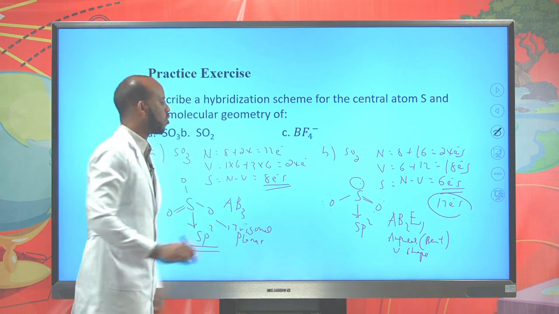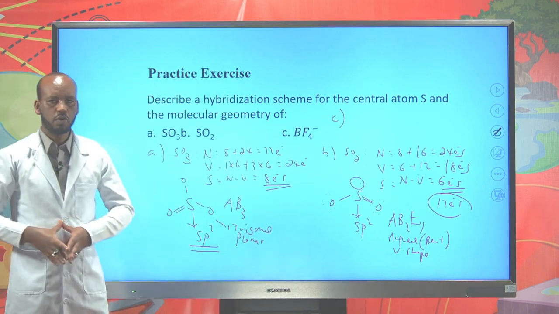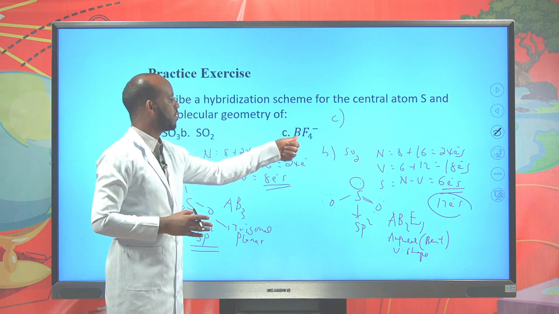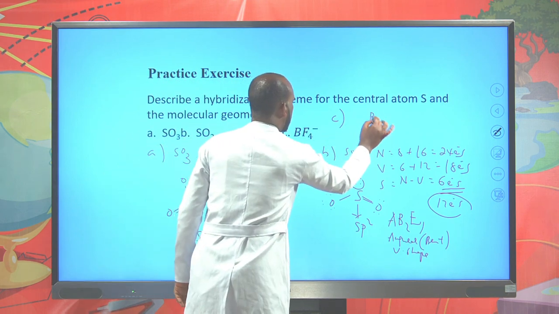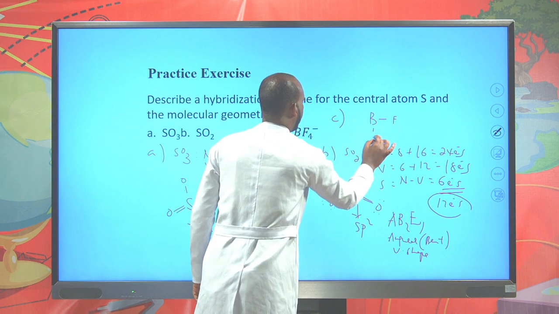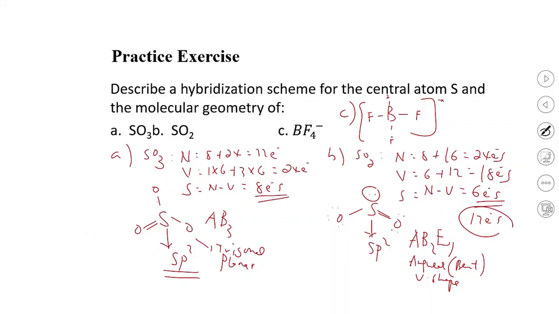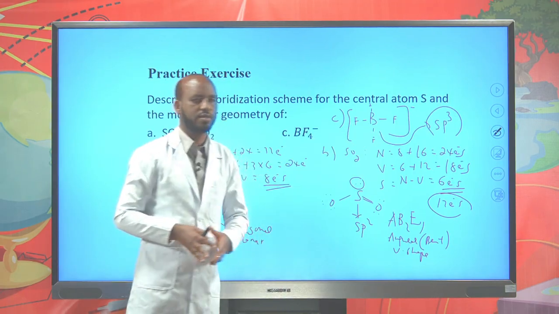C, BF4 minus. Your first step is to draw the Lewis structure of this molecule. Boron, its valence electrons is 3 plus 1, 4. Therefore, bonded with 4 fluorine atoms, F raised to minus 1, the whole minus 1. Now count the number of charge clouds around the central atom. Boron, how many sets of electrons are there on the central atom, boron? 1, 2, 3, 4. Now this boron undergoes sp3 hybridization. The geometry of this species is tetrahedral.